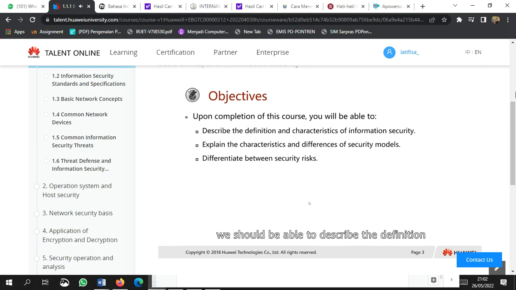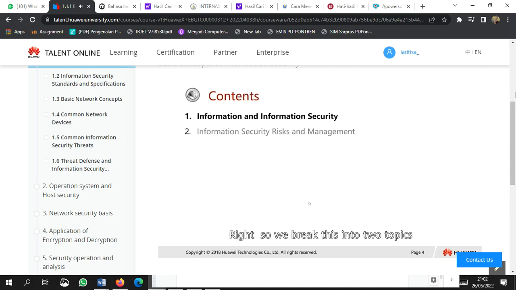So upon finishing this course, we should be able to describe the definition and the characteristics of information security, and to explain the characteristics and also the differences of the different security models, and also to be able to differentiate between the security risks. Right, so we break this into two topics: information security, and also information security risk and management.